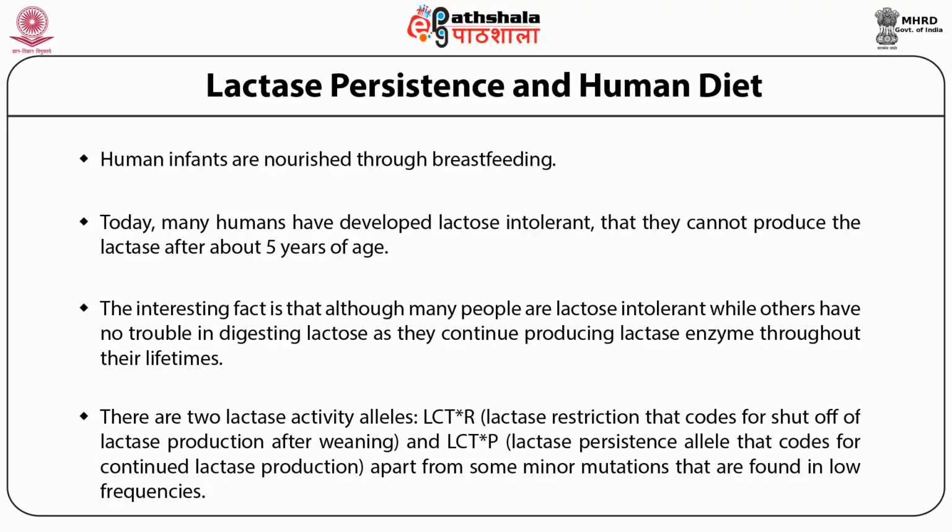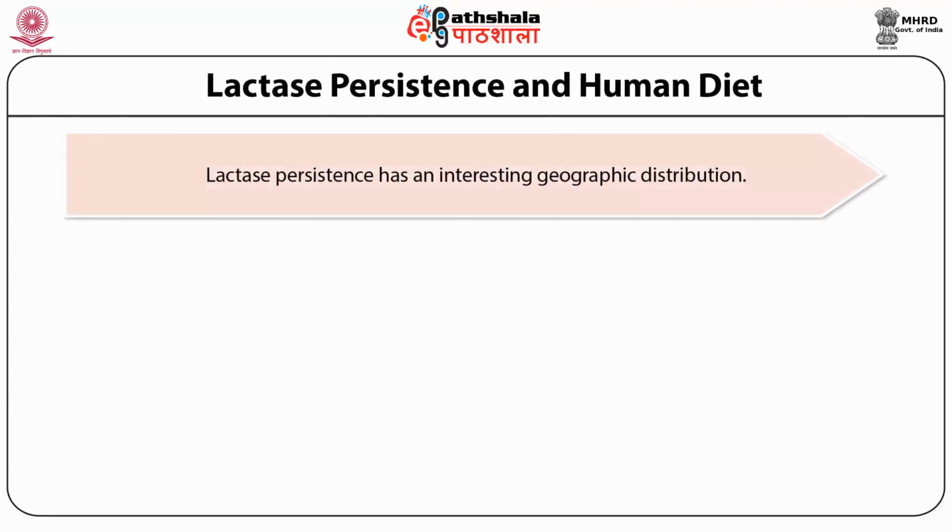Apart from some minor mutations that are found in low frequency, the LCTP allele is dominant, so an individual with one persistent allele, that is LCTP LCTR, or two persistent alleles, that is homozygous LCTP, can more easily digest lactose. The recessive homozygotes, that is LCTR, are lactose intolerant. Lactase persistence has an interesting geographical distribution.